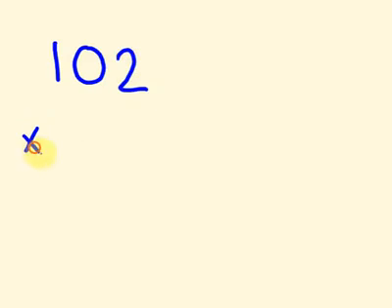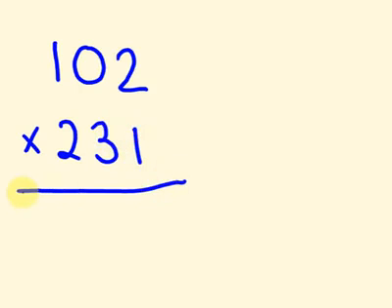Anyway, the question I'm going to give you is this one. 102 times 231. And I'll give you, I reckon, about 5 seconds to do that. Ready, set, go. All right, now have you got the answer of 23,562? Really well done. If not, I'll just go through really quickly how to do these.